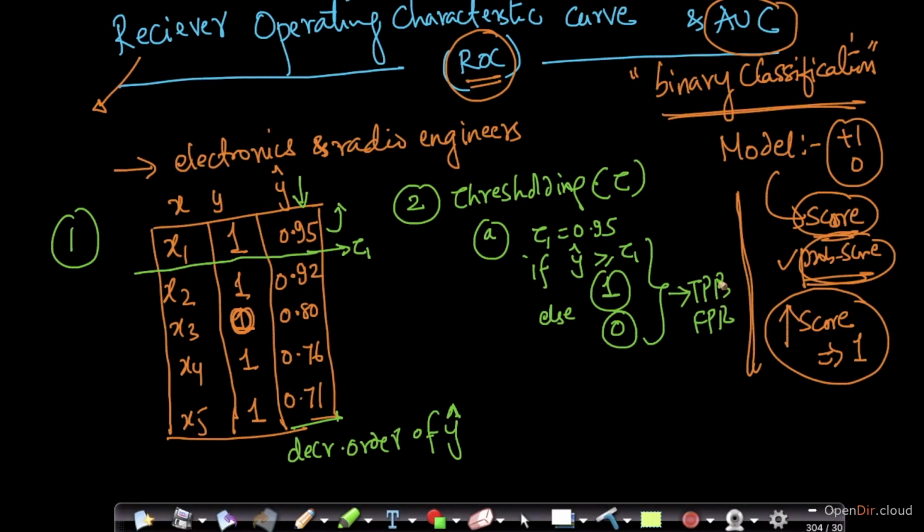To compute the true positive rate and false positive rate, what do I need? I basically need y and another y hat, which just holds class labels. I don't require probability scores. Now what am I doing? I'll take tau 1. All the points which have a value of at least 0.95 will have a final class label of 1.